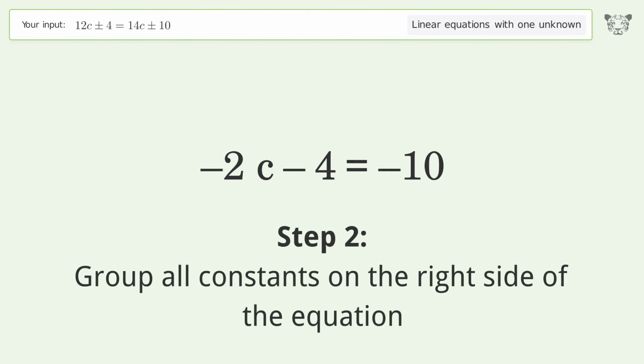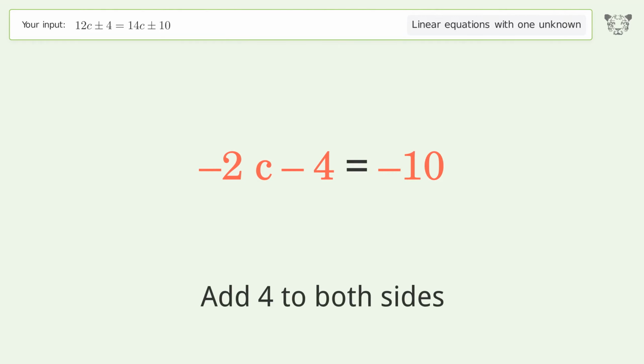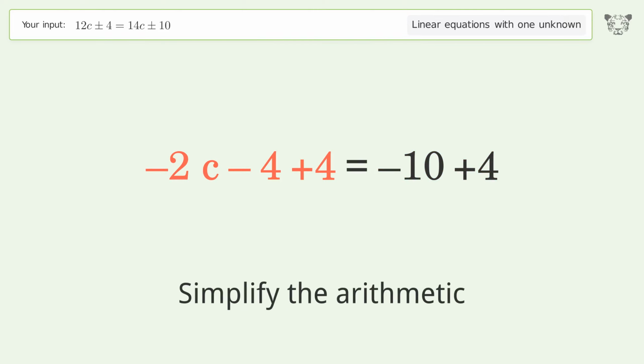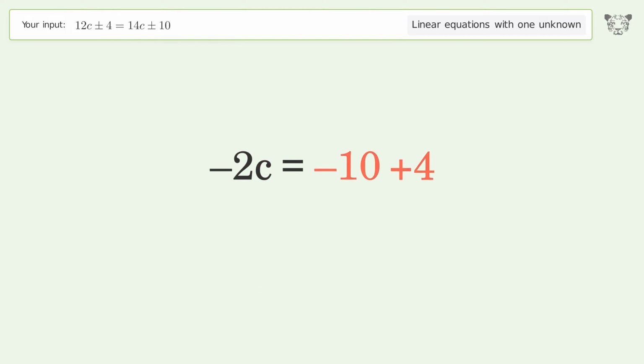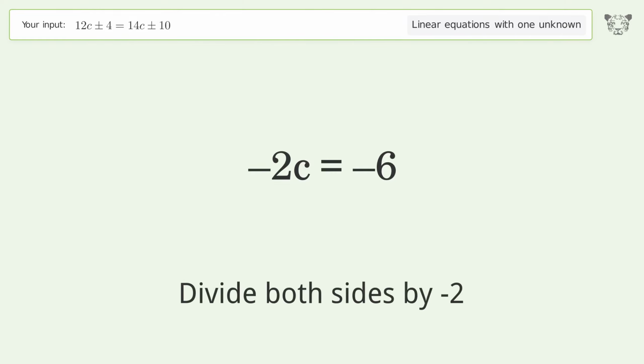Group all constants on the right side of the equation. Add 4 to both sides. Simplify the arithmetic. Isolate the c. Divide both sides by -2.